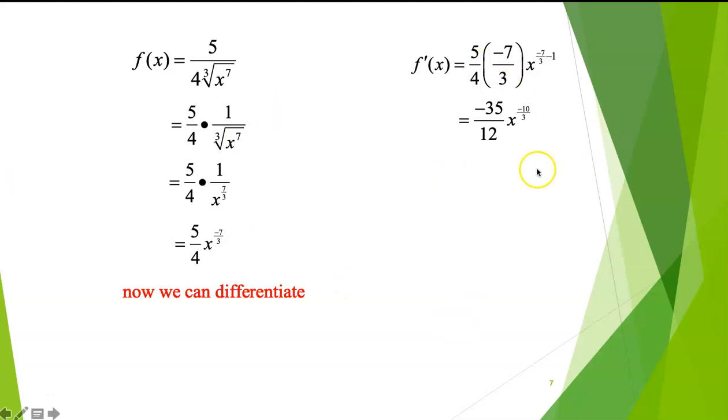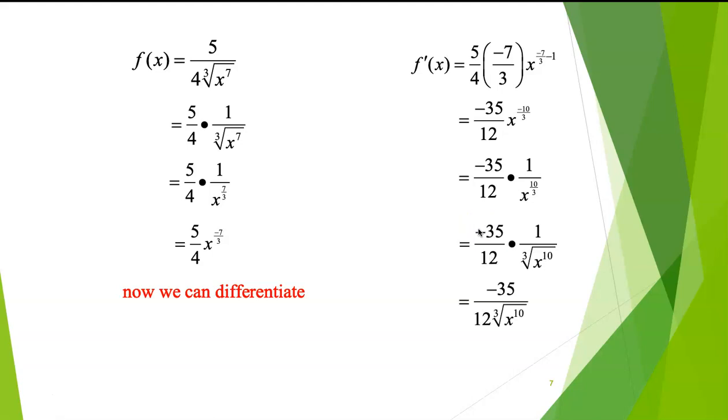So rewriting it back, the first step, moving the negative into positive, so that's why we move it to the denominator. Now rewriting it in surd format. It will be the third root because the denominator is 3, so it will be the third root of x to the power of 10. And that's your final answer.